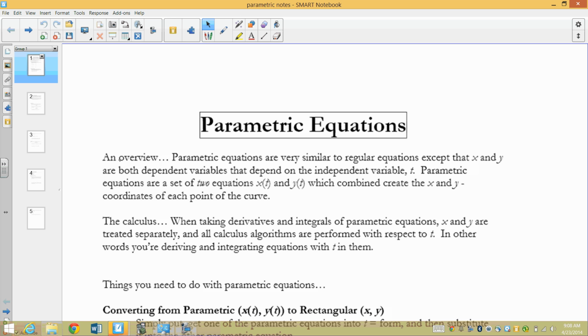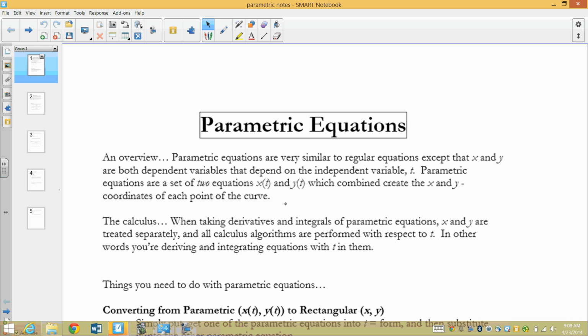So basically, a quick overview, a parametric equation is very similar to regular equations, except x and y are both dependent variables that depend on the independent variable t. So you have x in terms of t and you have y in terms of t. Parametric equations are a set of two equations, x of t and y of t, which combined create the x and y coordinates of each point on the curve.